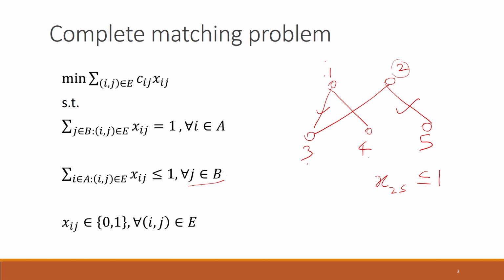Similarly, if we were looking at this set of constraints and this node i was node 1, as I had explained, this constraint means that x 13 plus x 14 is equal to 1. So either you select this edge 13 or you select edge 14. You cannot select both of them in this final selection here. That is what it means. So this was the optimization formulation for the complete matching problem.